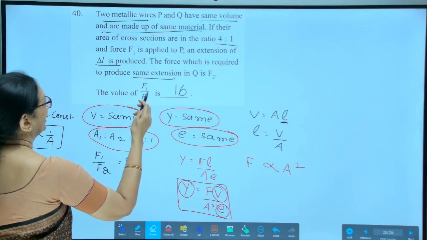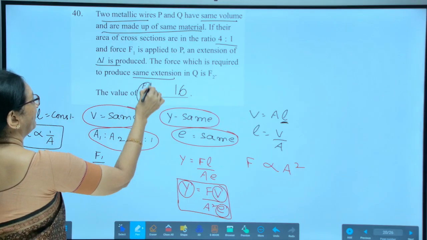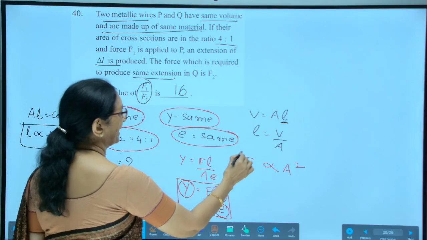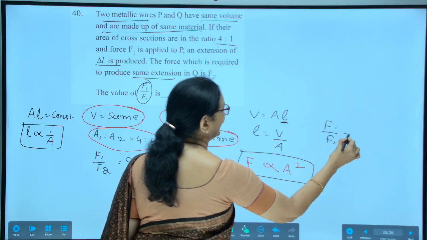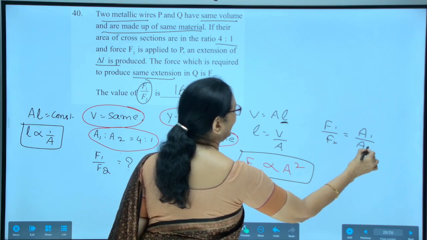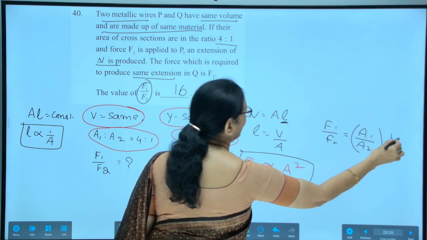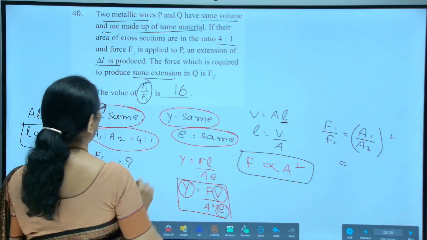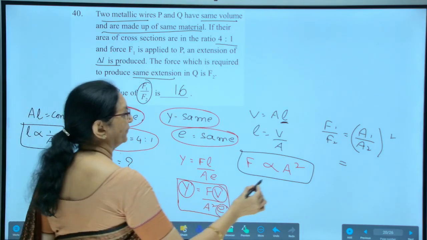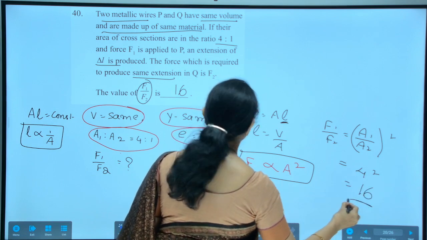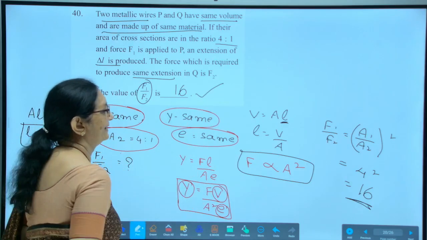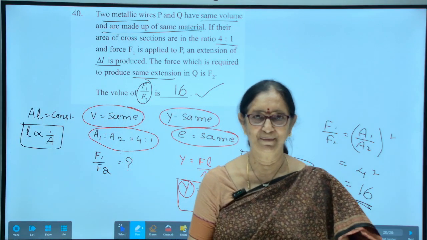See here what is asked, F1 by F2. So from this expression, F1 by F2 is equal to A1 by A2 whole square. That is, the A1 by A2 ratio is 4:1, so it is 4 square, or the answer is 16. So, that is the correct answer for that problem.